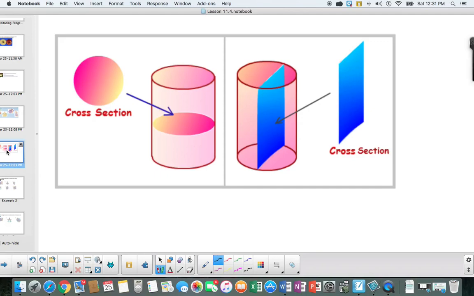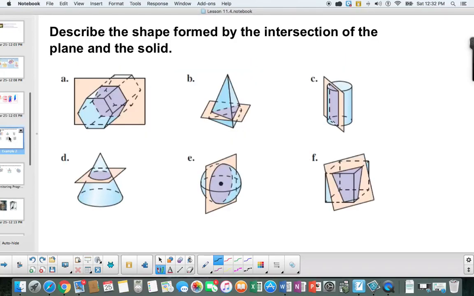Okay, and here's one last look at cross-sections. You can see this cross-section is from a horizontal plane, and this cross-section, which looks like a rectangle, is from a vertical plane. Okay, describe the shape formed by the intersection of the plane and the solid. And we can see the plane and we can see the solid, and this looks like a hexagon. So that's the cross-section.